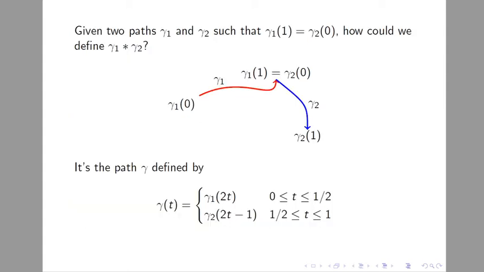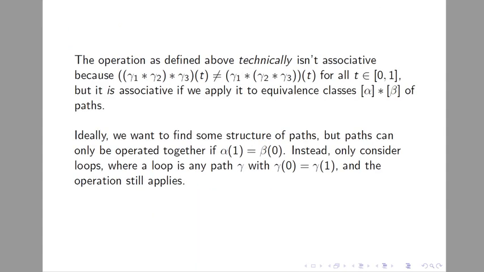The next step is to make an operation on paths like we tried to do with knots. If we want to merge paths together, then it would only work if the end of one path was the start of the next. In this case, we can travel the first path in half the time domain, and the second path in the other half of the time domain. Now, this operation technically isn't associative because of how it allocates time for each path along the domain, but if we instead consider the operation on equivalence classes of paths instead of individual paths, it is associative.